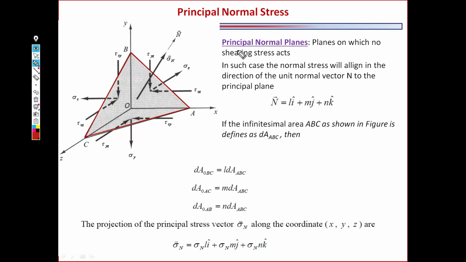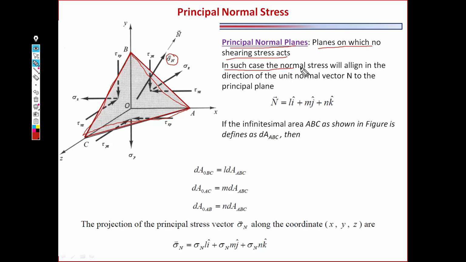So here it is written like that, the principal normal planes. So what are the principal normal planes? Here that plane is represented by the triangle A, B and C. So this triangle represents the principal normal plane on which no shearing stresses act. On the plane represented by the triangle ABC, only normal stresses are acting and no shearing stresses are acting on this plane.